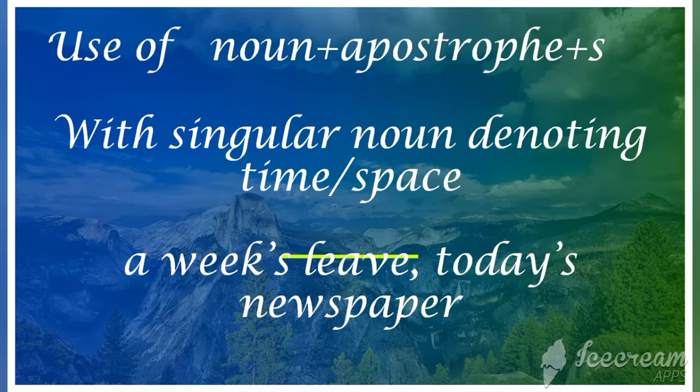Then with a singular noun denoting time or space. Week is singular. If it is 2 weeks, then it is plural, or 3 weeks, then it is plural. If it is a week, then it is singular only. But in meaning, we have 7 days in a week, right? So for that also we have to add apostrophe s. Today's newspaper. About time or space, today, we have to add apostrophe s.